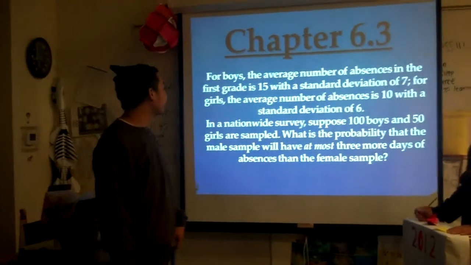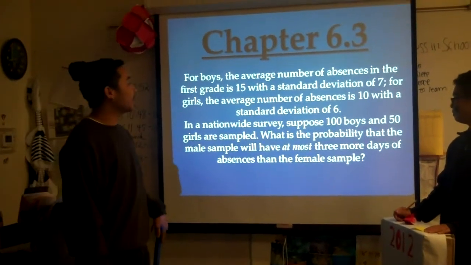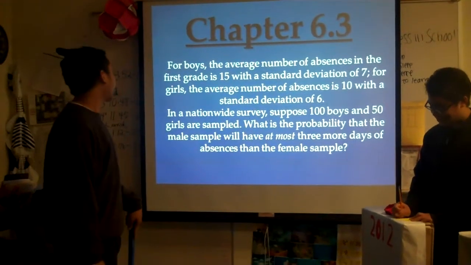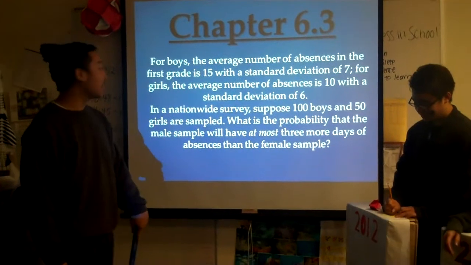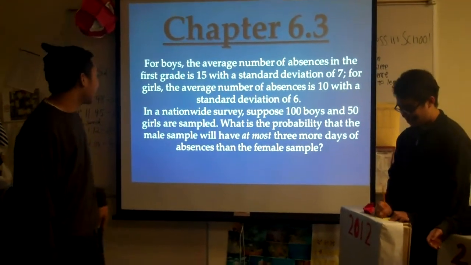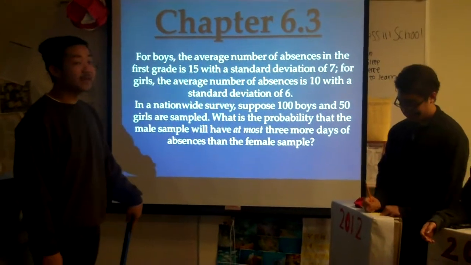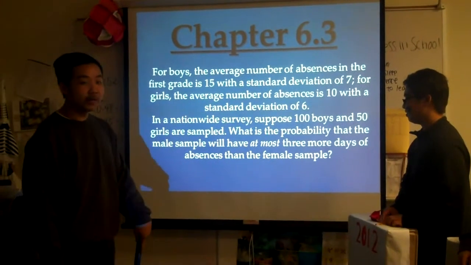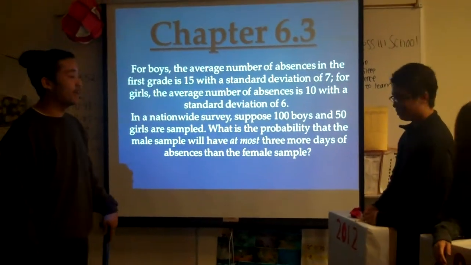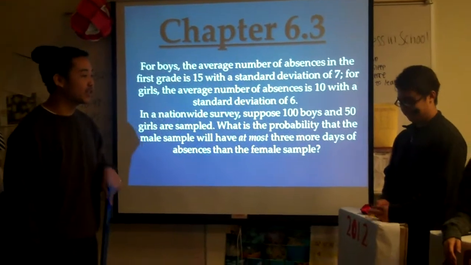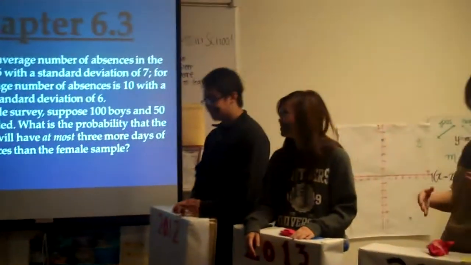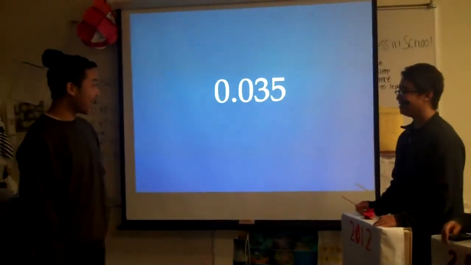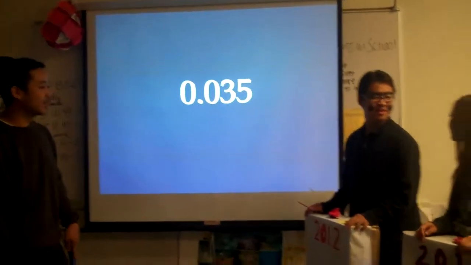For chapter 6.3, for boys, the average number of absences in the final grade is 15 with a standard deviation of 7. For girls, the average number of absences is 10 with a standard deviation of 6. In a nationwide survey, suppose 100 boys and 50 girls are sampled. What is the probability that the male sample will have at most 3 more days of absences than the female sample? I'll give you 2 minutes to answer that question. Are you ready? What's the answer? 0.035. Let's see. Correct! You get 400 points for the problem solving area.